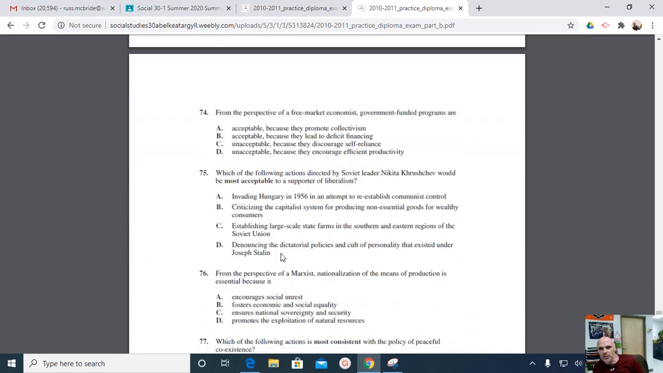There's a lot of economic questions here. From the perspective of free market economists, government-funded programs are unacceptable because they discourage self-reliance. Right? We don't like it because we like individualism, we like self-reliance. If you have a guaranteed income, you're going to make $250 a day. If you don't work, why would you work?